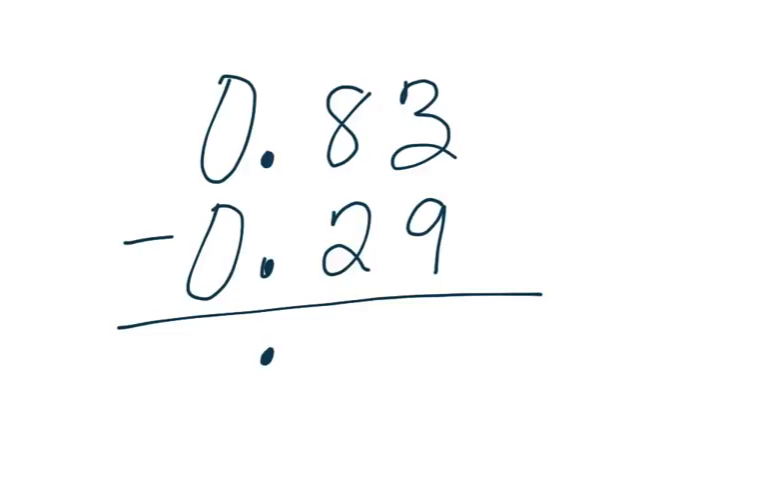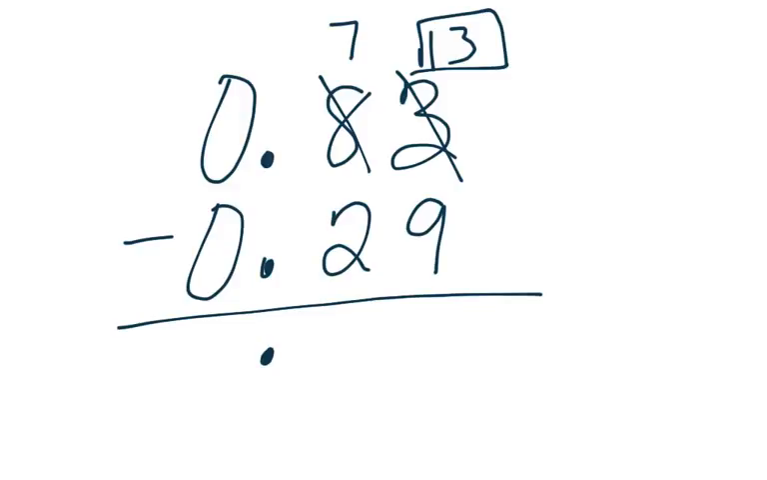Now I can't take 9 hundredths from 3 hundredths, so I need to regroup. So now that's a 7, and now that's a 13. Remember, if I'm done regrouping for each one of my spots, I put a box around it to let me know no more regrouping is required.